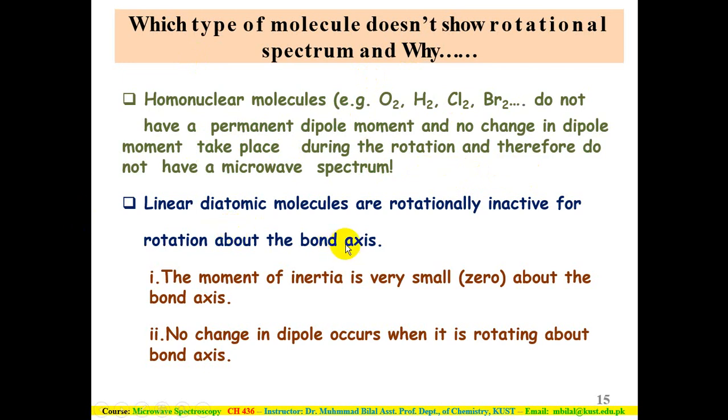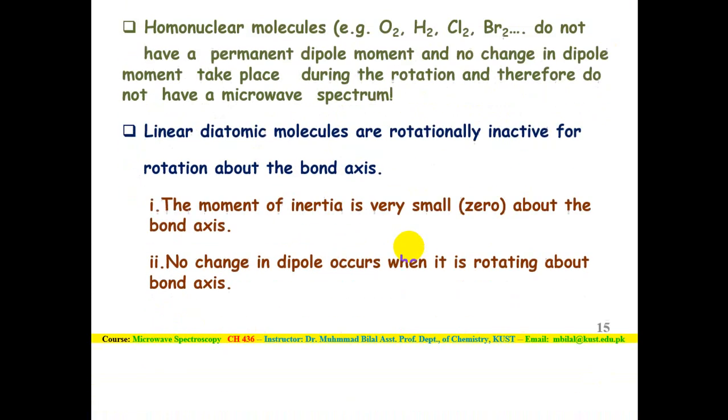Similarly, for a linear molecule rotating along the x-axis, the moment of inertia is very small, giving a very small change in the dipole moment. Therefore, we ignore this change in the dipole moment, and the spectrum of a linear molecule rotating along the x-axis will be almost equal to 0, and there will be no spectrum developed.